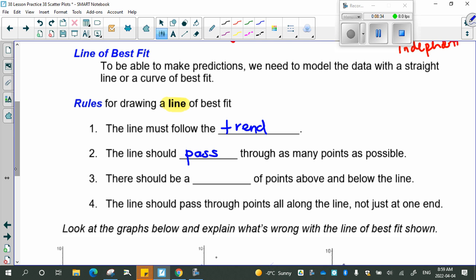There should be an equal number of points above and below the line. There should be an equal number of points above and below your line. So it's going through kind of the middle of the data, okay?